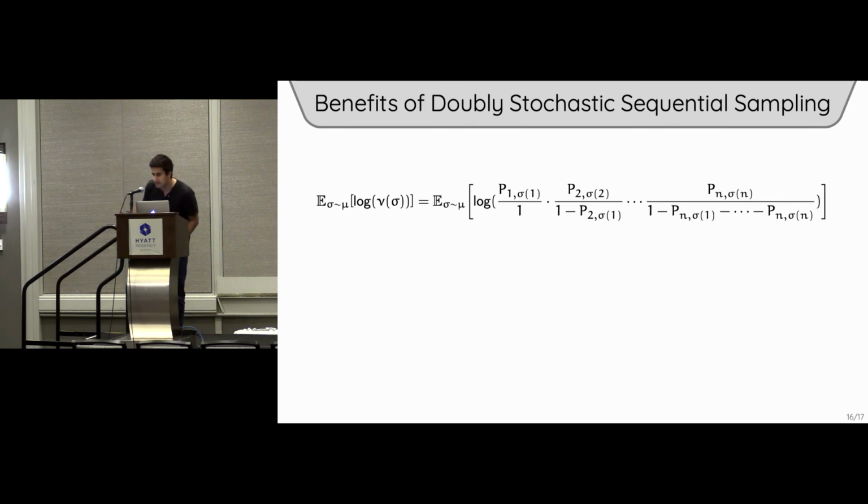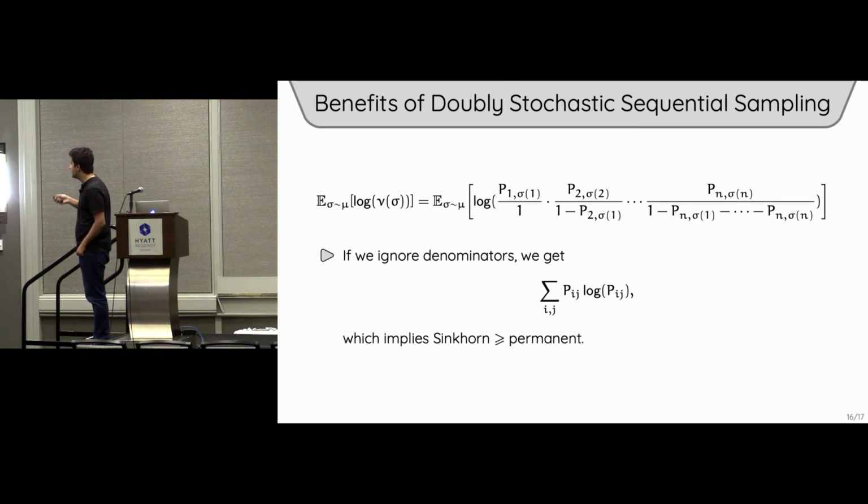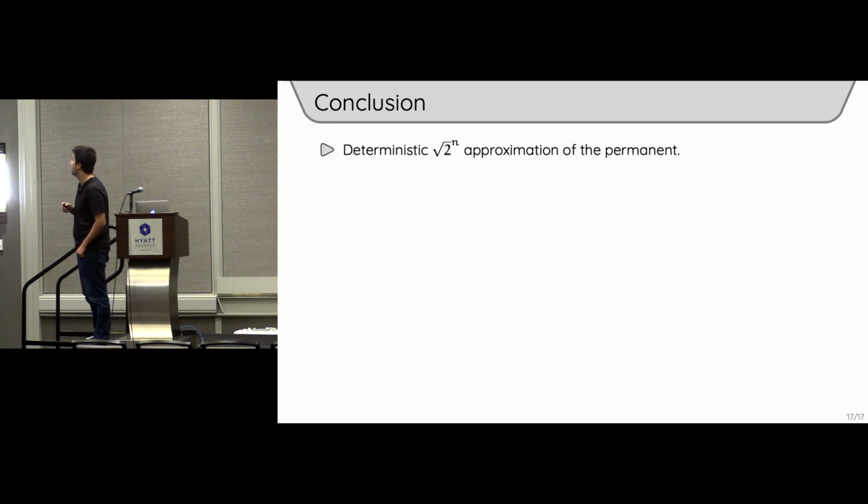Since I'm running out of time, let me go very quickly over this. If you see what the probabilities of nu are according to this distribution, you get a lot of useful things. You get a lot of terms that appear in the Bethe approximation, but there is still a lot of calculation involved in relating that to the Bethe approximation. So let me just conclude. What we get is a square root 2 to the n approximation for the permanent. The upper bound method I showed you is actually somewhat general.